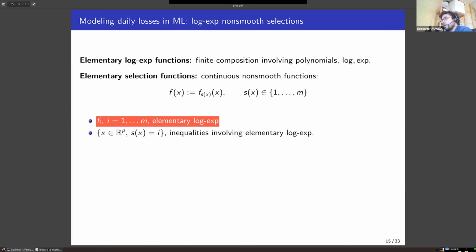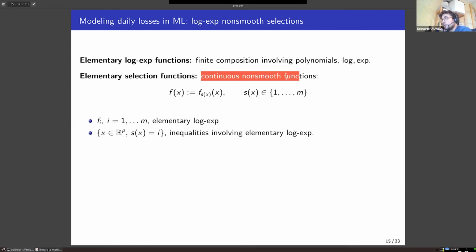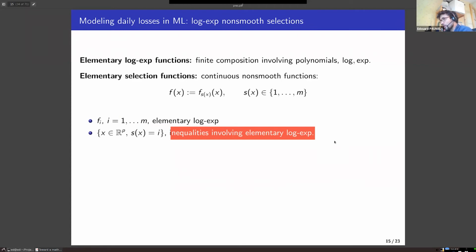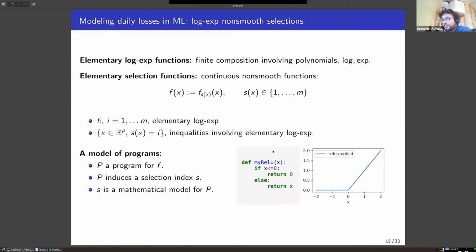And I will define a continuous non-differentiable function by a selection process. So there is a second function, which I call s here, and s takes values in the integers from 1 to m. Essentially, s is choosing among the m functions that we have here which one is active, right? And there is a further hypothesis on s, but this is technical.